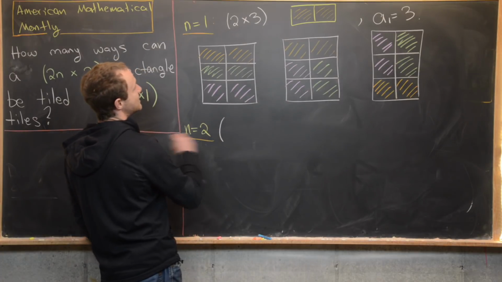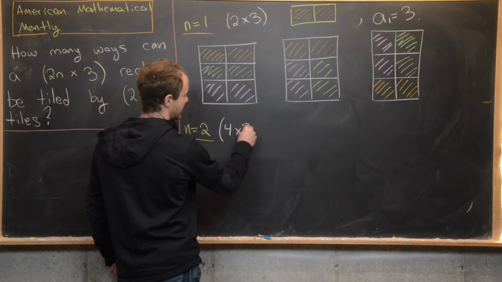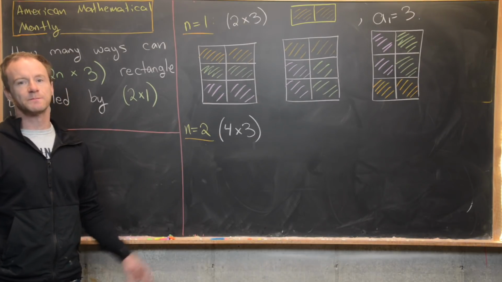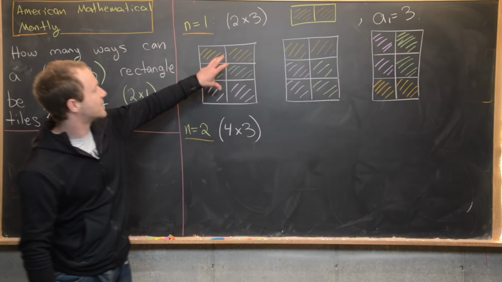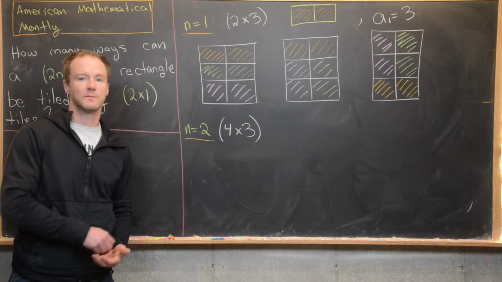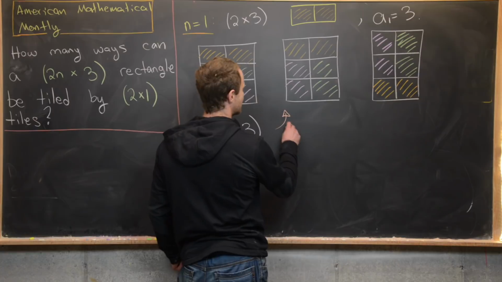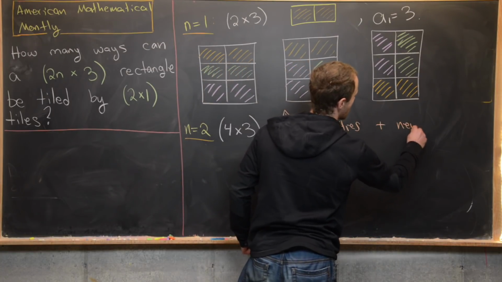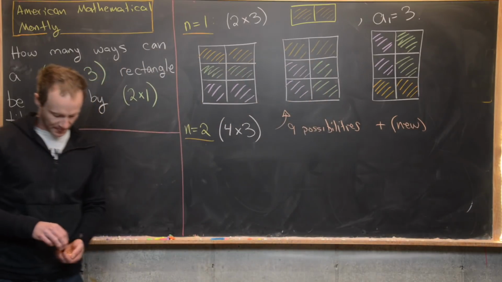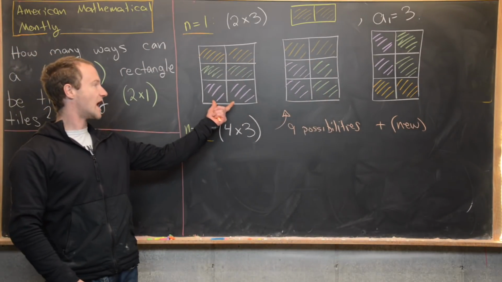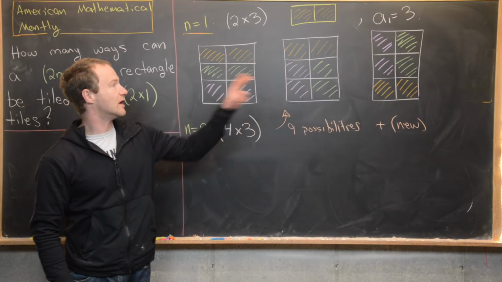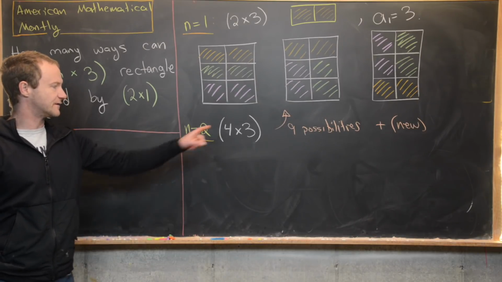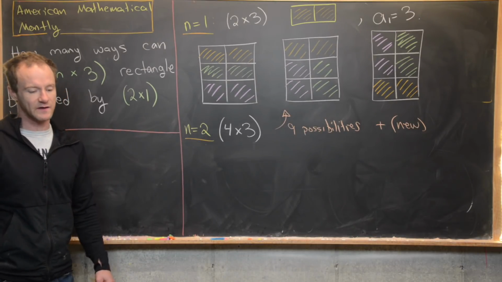So notice that's going to be a 4 by 3 rectangle. Next, I'll notice that in this n equals 2 case, we can either start with 2 tiles that are of this form, which gives us 9 possibilities because that's 3 squared, plus what I'll call new tilings. And those are tilings that are not built by 2 of these choices from our 2 by 3 tiling.